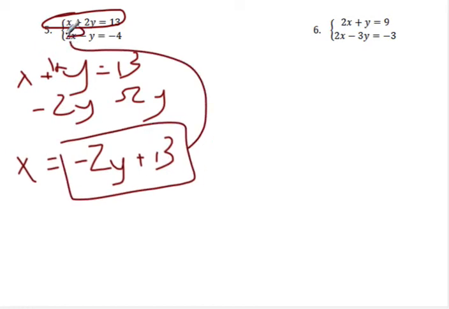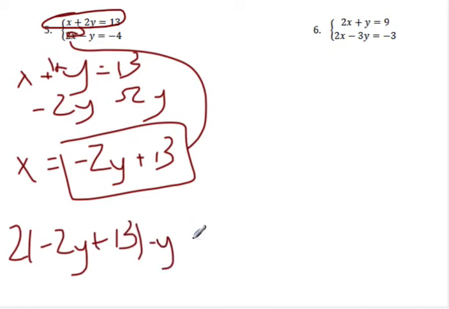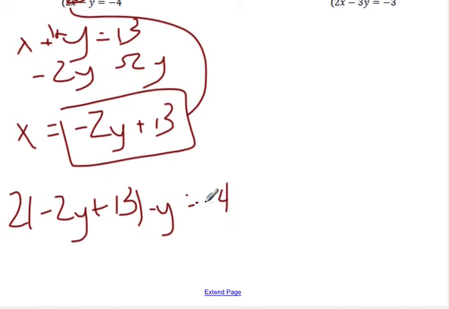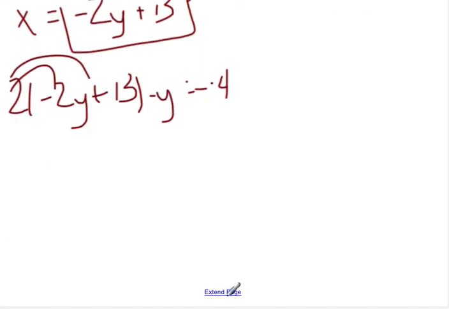So where I see x in that bottom equation, I'm going to plug that in. So I take x out completely, and I'm putting negative 2y plus 13 instead. And then the rest of the equation is going to stay the same. Now I need to do some solving and distributing. So the first thing I'm going to do is distribute in that 2.